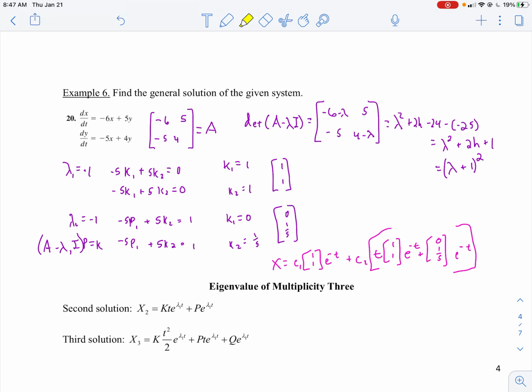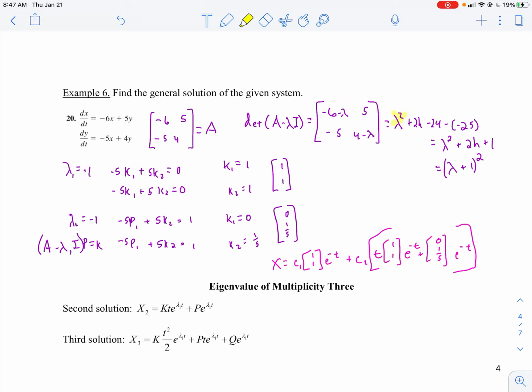Example 6, find the general solution of the given system. So we have a differential equation, negative 6x plus 5y, and the other differential equation, negative 5x plus 4y, both with respect to t, with dependent variables x and y. So again, I just write the coefficient matrix, and then I do the determinant. Nothing's new.